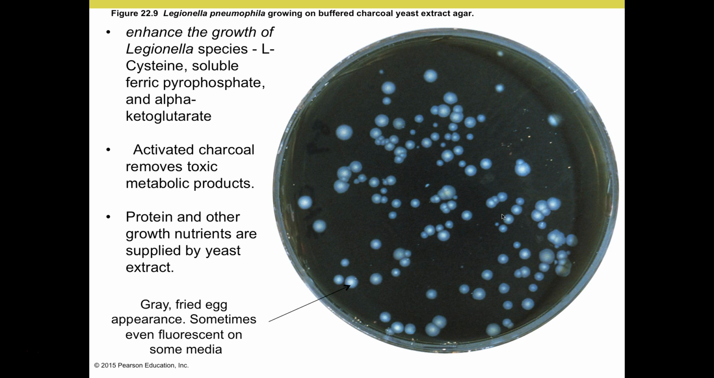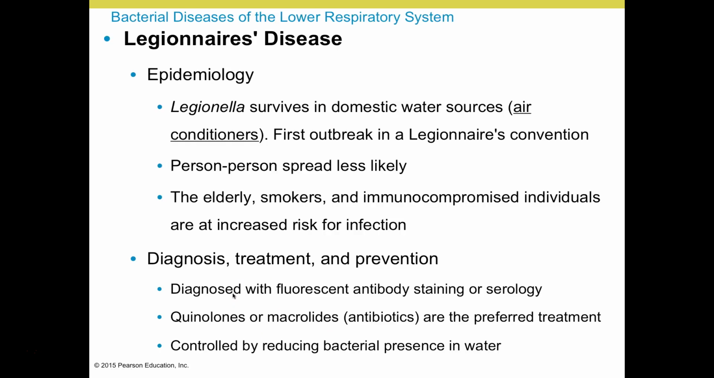We can identify it because it is activated by charcoal. This is a charcoal yeast extract agar. And when you see here, it even becomes fluorescent in the media, so you can tell this is the Legionella. It loves to live in moist areas such as air conditioners. And again, like I told you, the first outbreak was at the Legionnaires convention in the early 1970s.